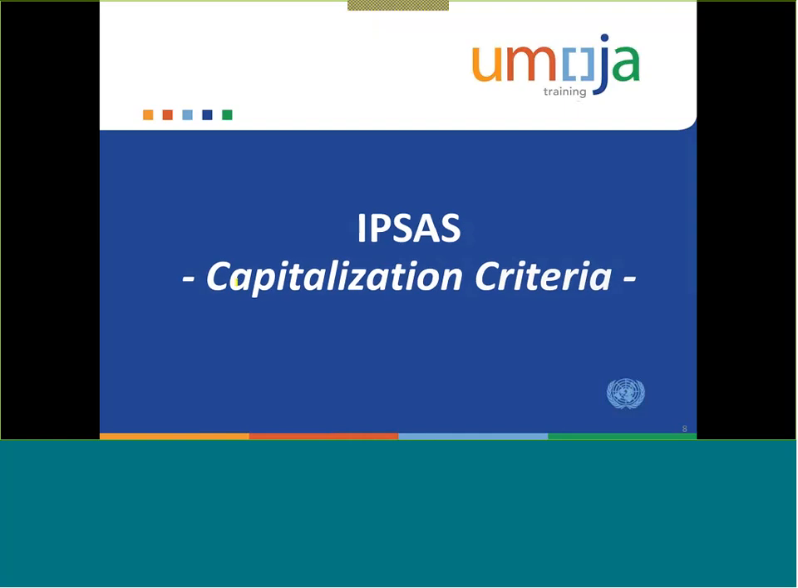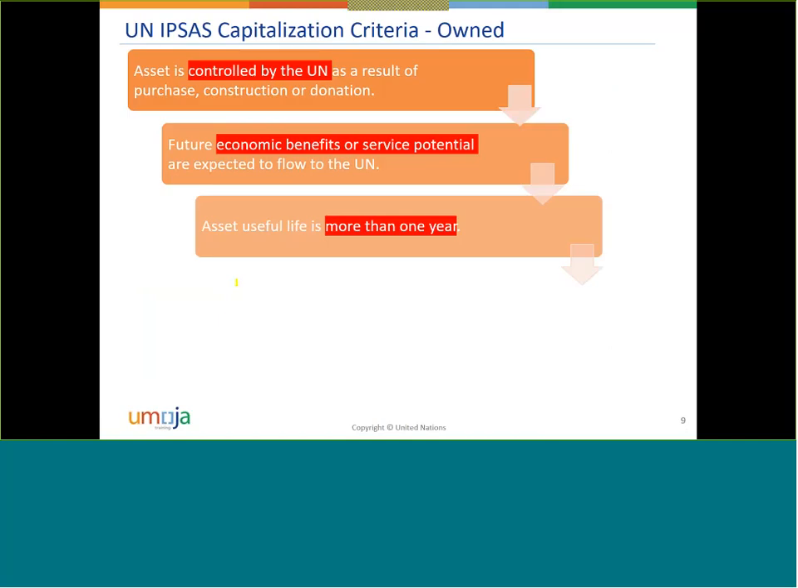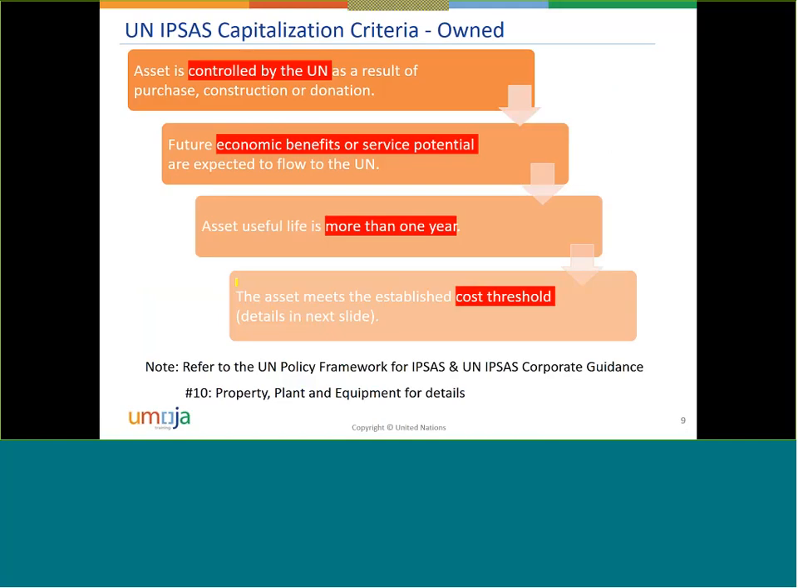About IPSAS capitalization criteria of AUCs, the first slide, you will recognize it's the same as for fixed assets. Even if it's an asset under construction, it needs to be controlled by the UN. It must bring economic benefit or service potential. The asset useful life has to be more than 1 year, and the asset has to meet the established cost threshold, the capitalization threshold.